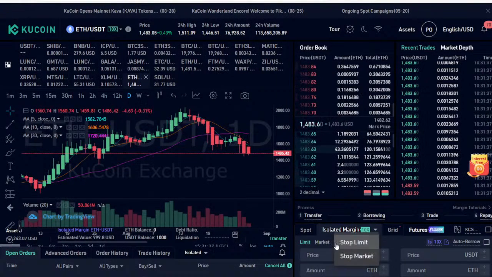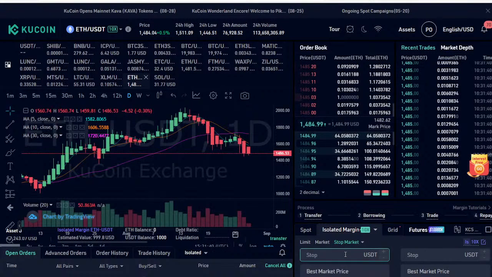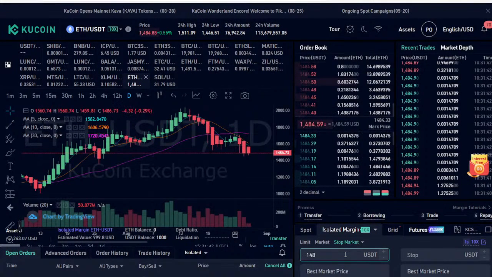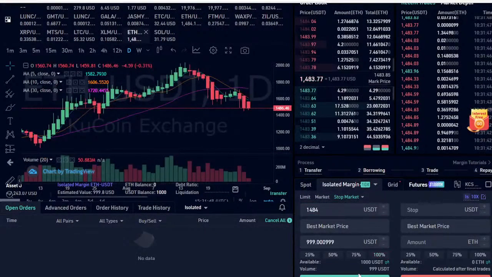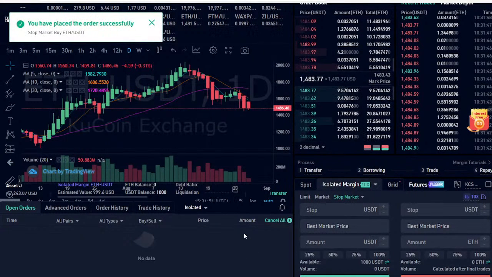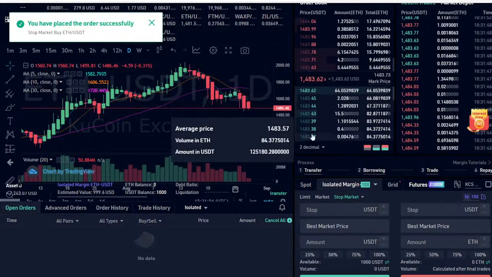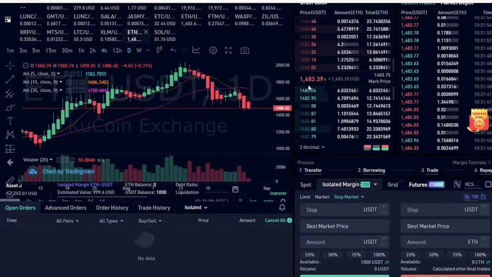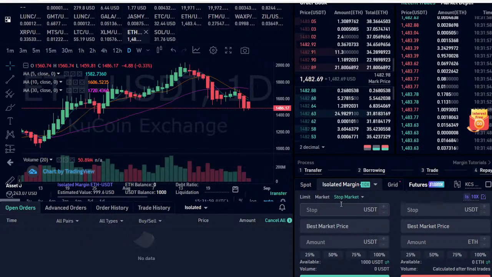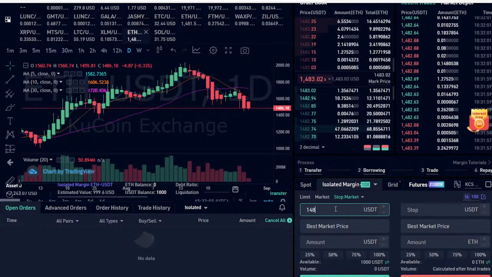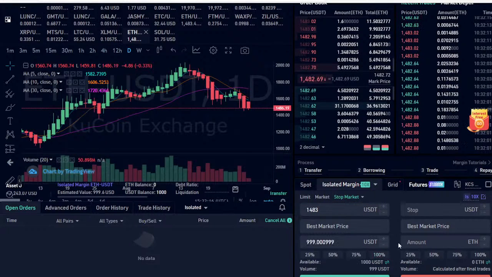So what we're going to do here, we're going to hit stop market, and we're going to put the stop market price here at 1484, and we're going to go with 100% of our $1,000. Now I'm just doing this right now so that we can actually see where we're at here. So right now we're looking to enter at 1484. As we start to drop down, 1480. Now what I'm waiting for here is simply to see if I can get a better positioning at this mark here.